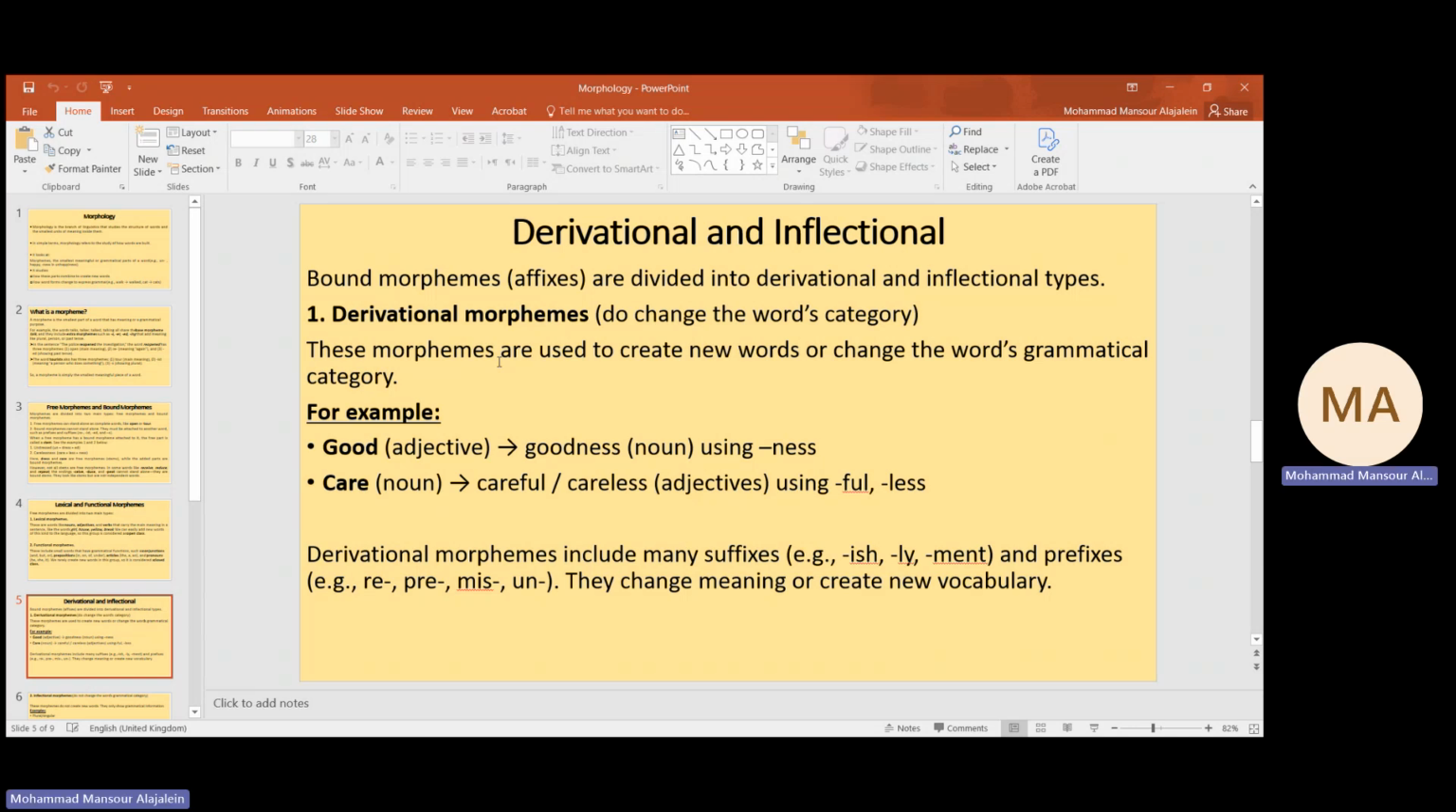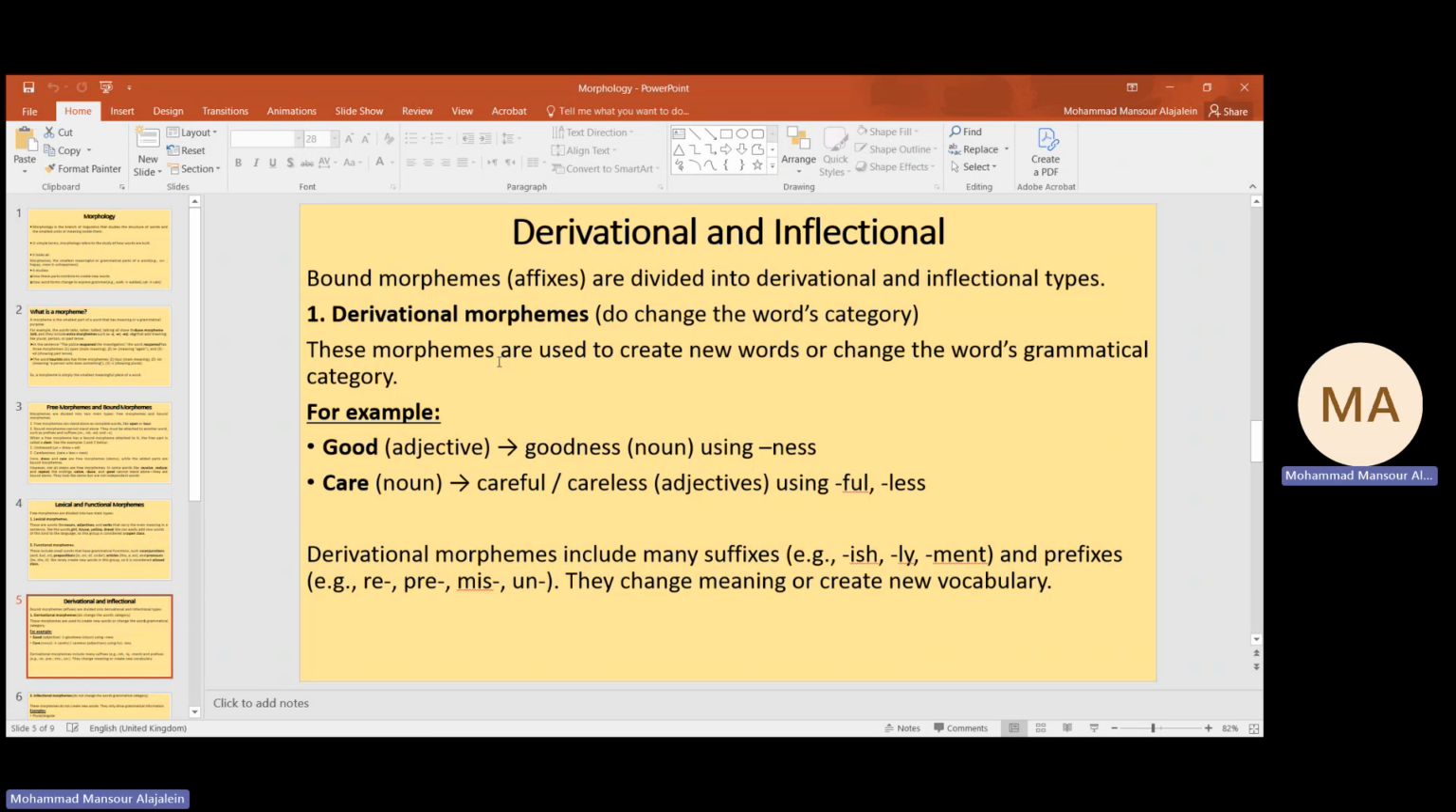Like good and goodness, something like this. Care is a noun. And then we add less to this stem. We call it careless, which is an adjective. Okay, so here the suffix changes the word's category.